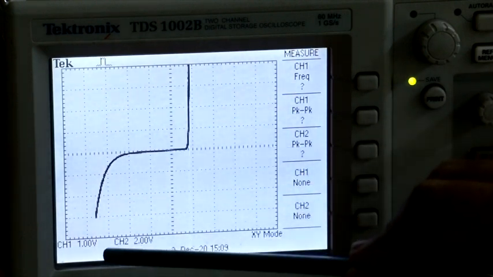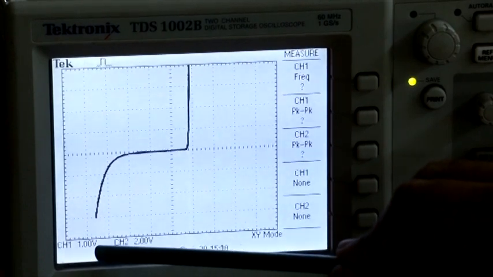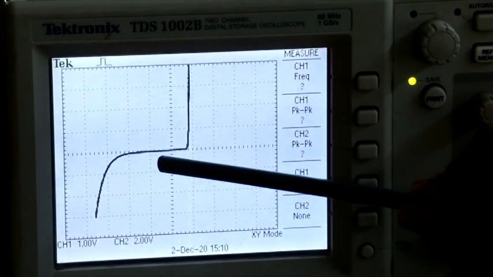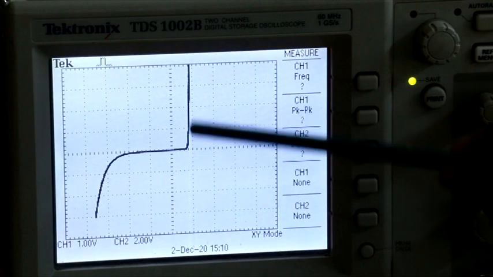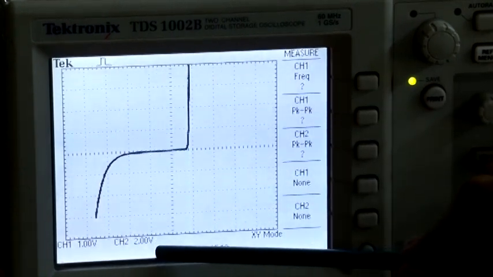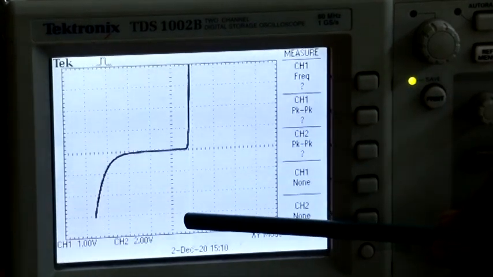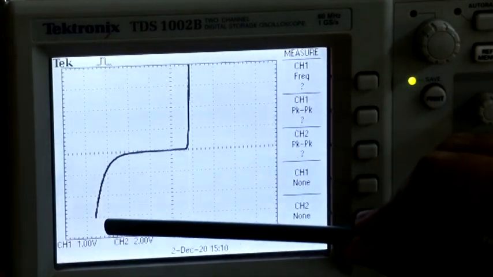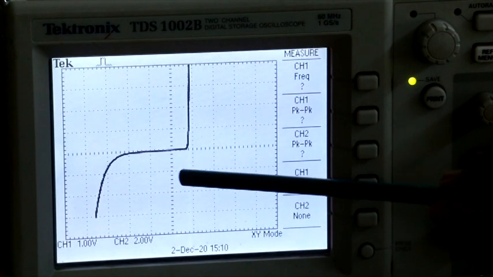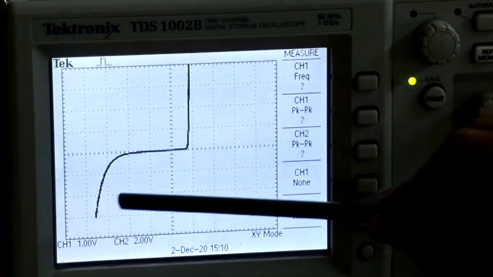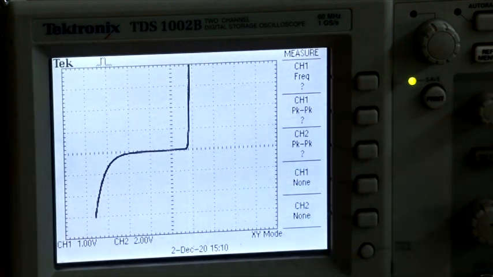The x-axis scale is 1 volt, so 1, 2, 3, and the y-axis scale is 2 volt, which means every 1 centimeter is 2 milliamps. So you see that at about 6 milliamps, you see about 3.6 volt, which is the Zener rated voltage. Now there are two important observations you need to make.